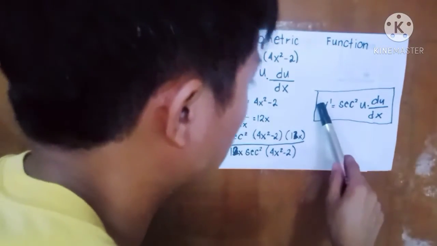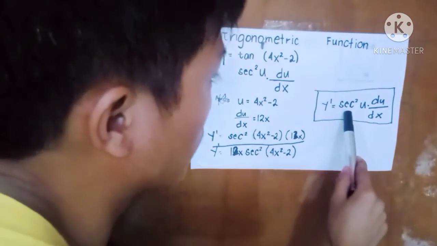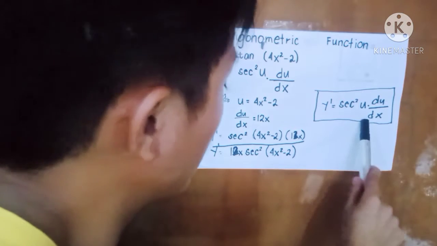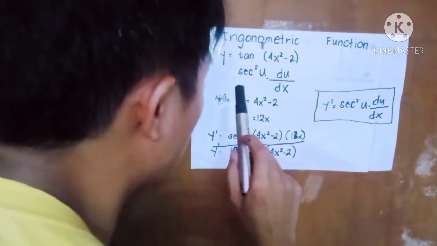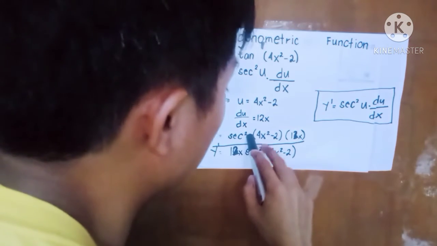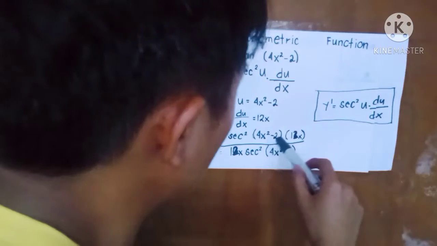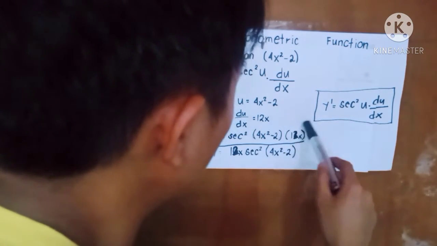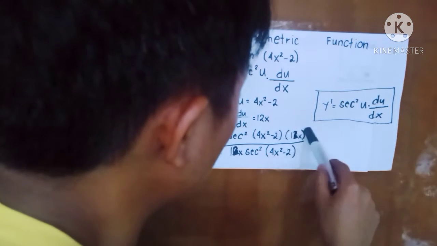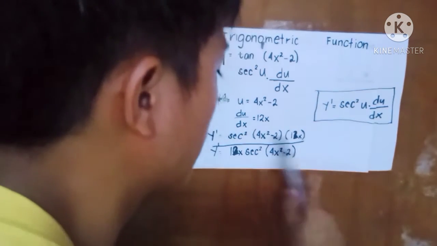So, i-apply na natin yung formula. Y prime is equal to secant squared u times du over dx. So, substitute na natin sila. Y prime, secant squared, tapos yung value ng u, which is 4x squared minus 2. Then yung value ng derivative of u with respect to x, which is 12x. Pwede na itong maging derivative natin.